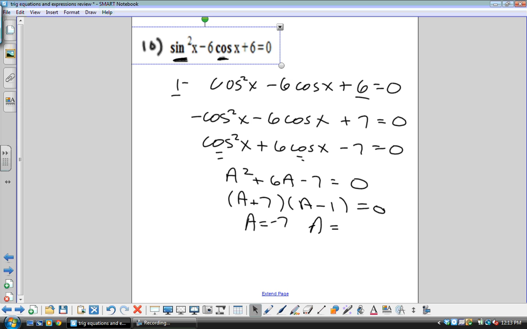Now, a problem we have here, negative 7 doesn't fall in between negative 1 and 1, so it's not going to lead me to any solutions. So 1 is the only one that I'm really going to get. Now, a, recall, was cosine x. So I have cosine x equals 1, and cosine here would be 1 at 0.